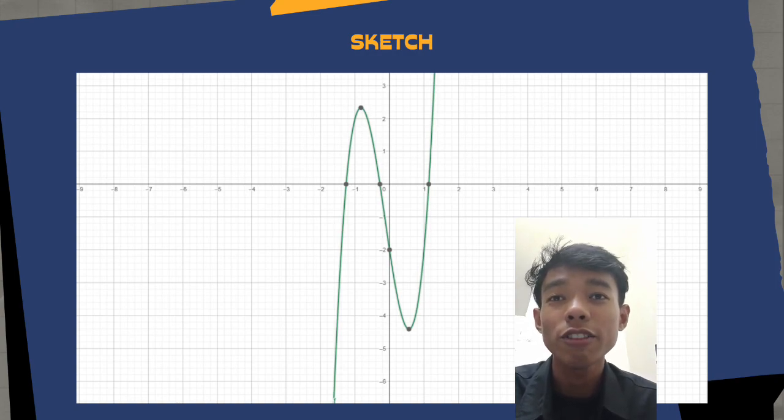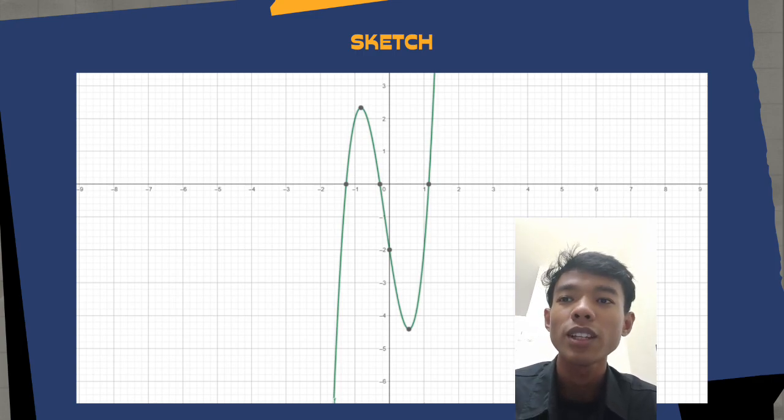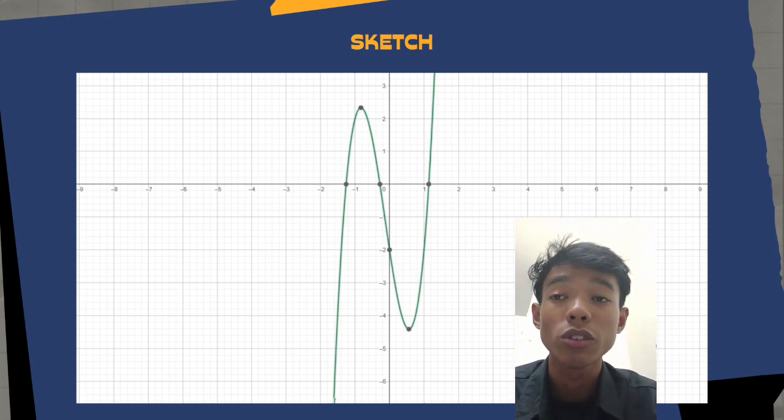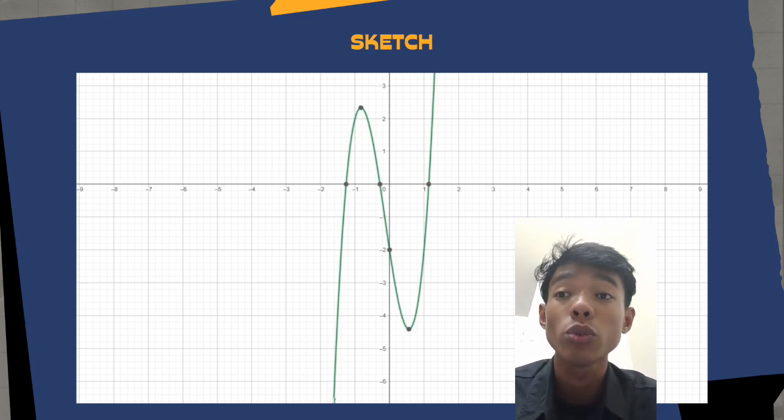For the graph, first the intersection with the x-axis, y = 0. 0 = 5x³ + 2x² - 7x - 2, and then we get the answers x = 1.14 and x = -1.26, which are the points (1.14, 0) and (-1.26, 0).